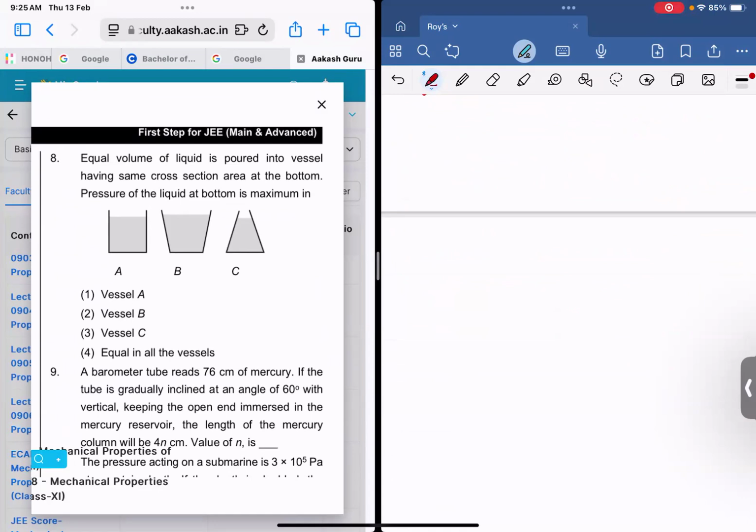Equal volumes of liquid are poured into vessels having the same cross-sectional area at the bottom. Pressure of the liquid at the bottom is maximum.